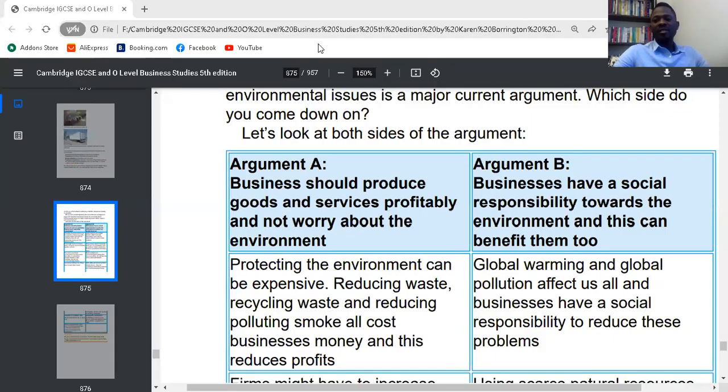So we're going to argue that businesses have a social responsibility towards the environment because it can be beneficial. Here we want to talk about reasons why businesses should be socially responsible. First, global warming and global pollution affect us all, and businesses have a social responsibility to reduce these problems. So global warming and pollution are a social cost. It affects virtually everybody, and when we link it to who causes it most, it's the businesses. So businesses should be responsible. At least they owe us the duty to reduce it. That's the first argument.